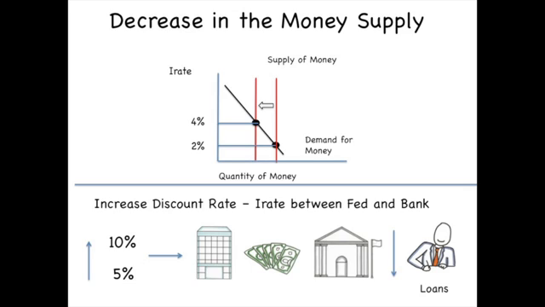The second action the Fed can take to contract the money supply would be to increase the discount rate. Remember, the discount rate is the rate at which the banks borrow from the Fed. The lower this rate, 5%, the more likely banks are to borrow money. By raising the discount rate to 10%, banks are now discouraged from borrowing money from the Fed.